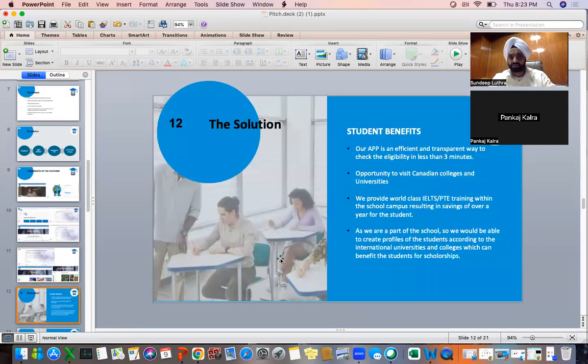So coming to the solution benefits, the major benefit is that it is an efficient and transparent system to check the eligibility, as I mentioned. Because of our education travel business, the students will get the opportunity to visit Canadian colleges and universities. We provide world-class IELTS English language training in the schools with the support of different organizations like Cambridge and British Council. We have been working with them for many years now. They will help hire the trainers with us, and we will be using all the literature that Cambridge and British Council have. As a part of the school, we would be able to create the profiles early, because we are getting the students at a very early age.